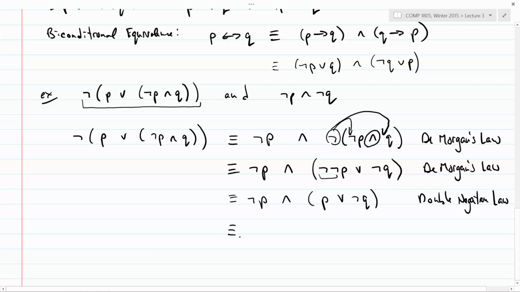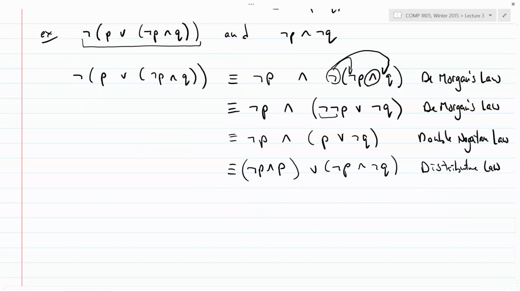So what we have is not P and P or not P and not Q. Or sorry. That's good. Does this make sense? Any issues here? Okay, this is by the distributive law. Distributive. All right, what can we do next?